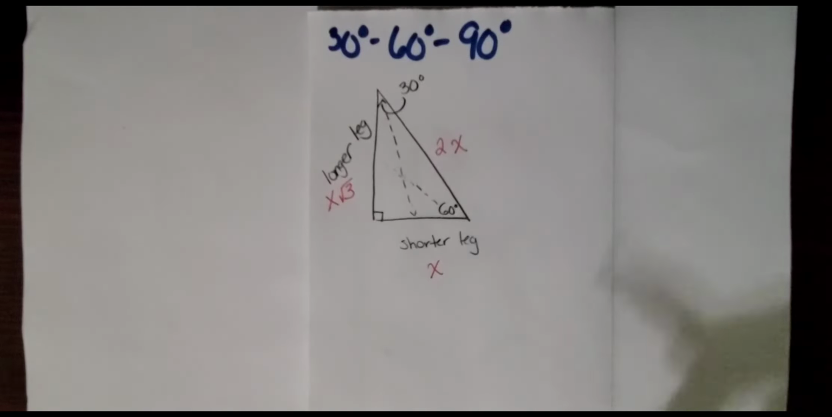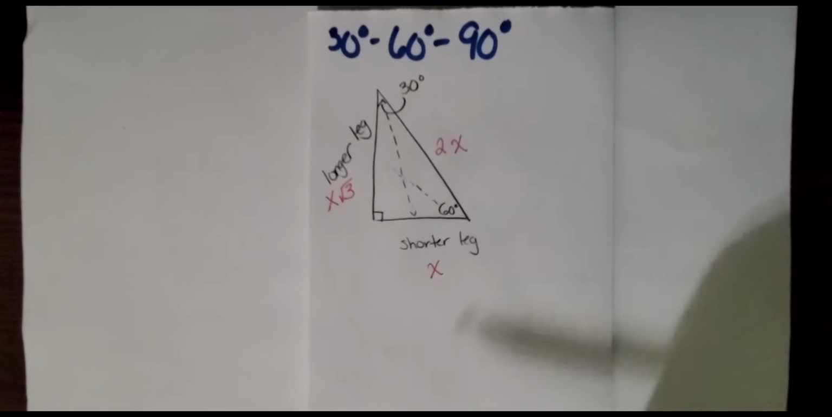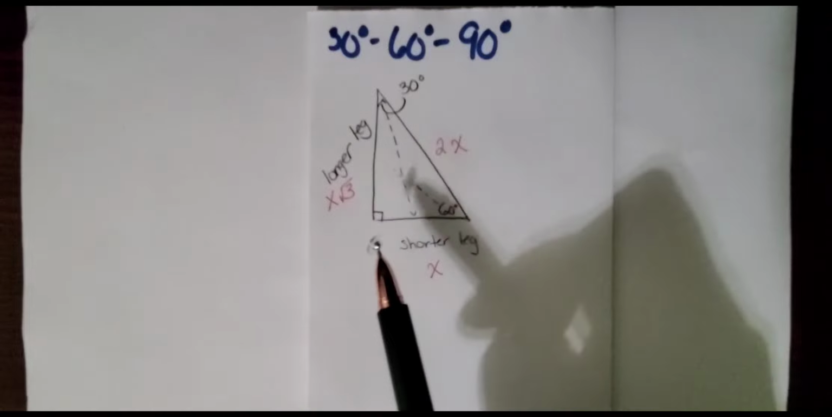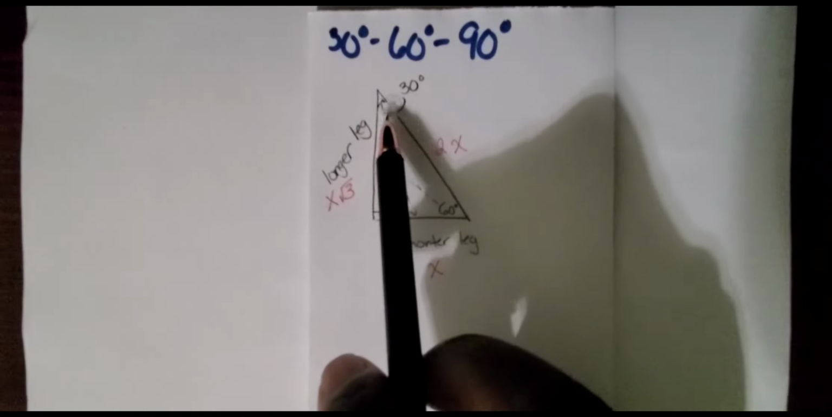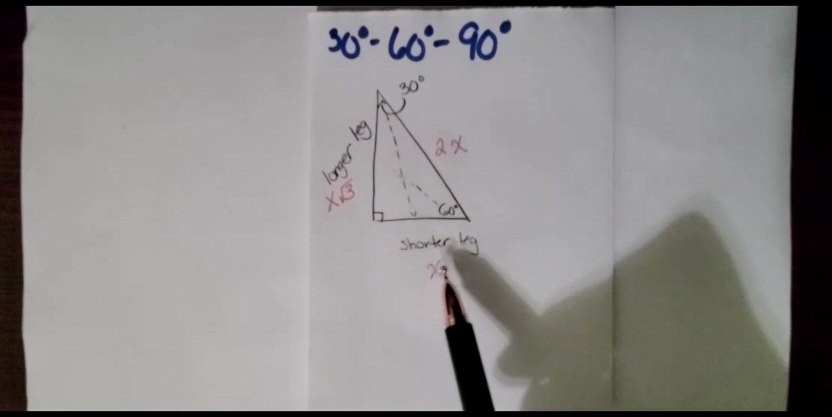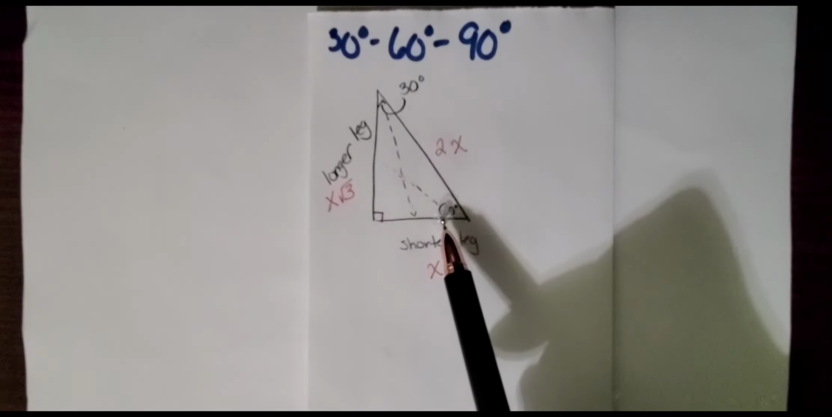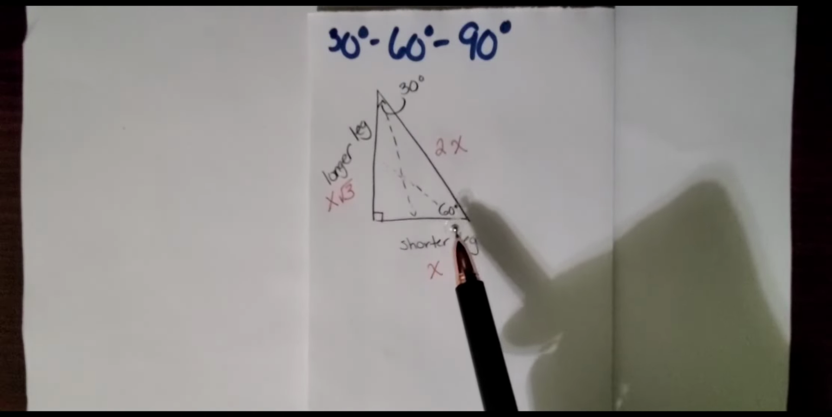Okay, next up is the 30-60 degree right triangle. If we look at this triangle here, it's a right triangle because the right angle is labeled here. This angle over here measures 30 degrees and this angle over here measures 60 degrees. It's important to pay attention to who measures 30 and who measures 60 because the side that's opposite the 30-degree angle is the shorter leg, and the side that's opposite the 60-degree angle is the longer leg.